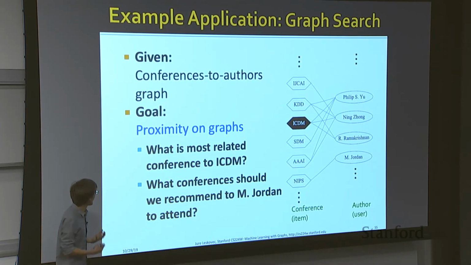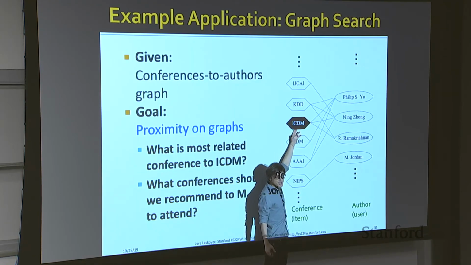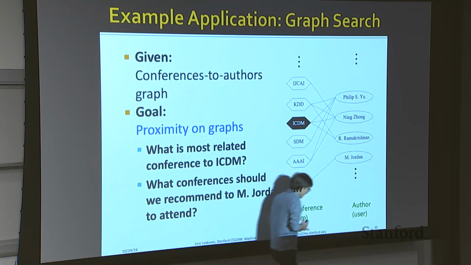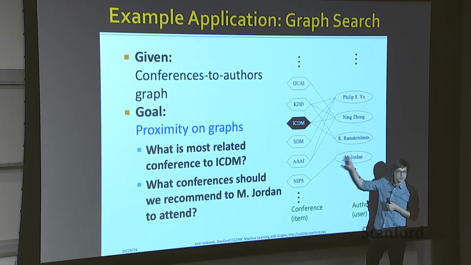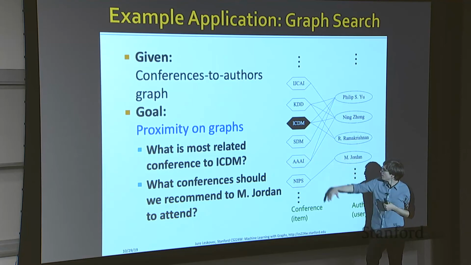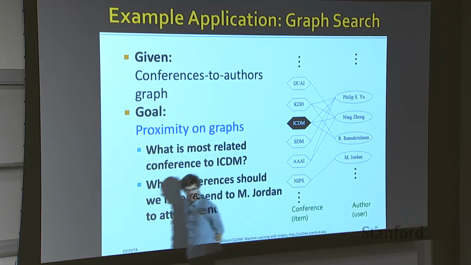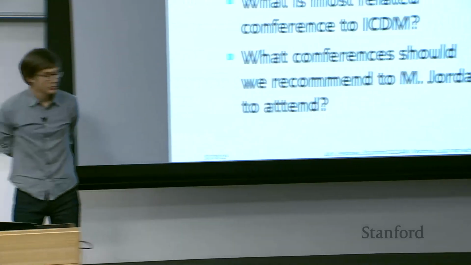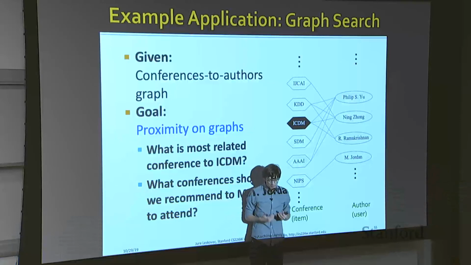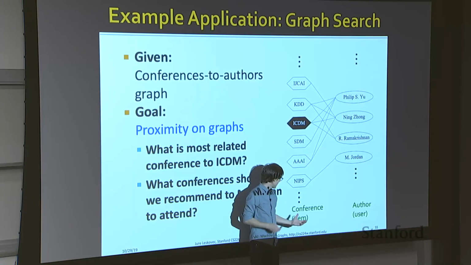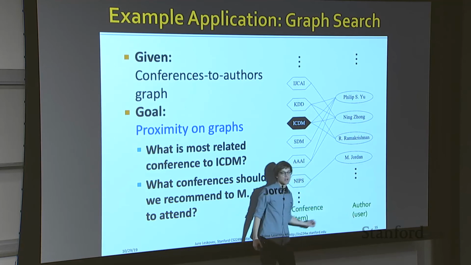And then you could want to ask questions like, what is the most related conference to this conference ICDM? Or, you know, what conferences would I recommend this person, Mike Jordan, to publish at, given who they publish at and where other authors publish at, right? So these are the types of questions I would like to answer. And these types of bipartite graphs, they happen a lot in recommender systems where you have this notion of an item and a user. So this would be user-item type graphs.